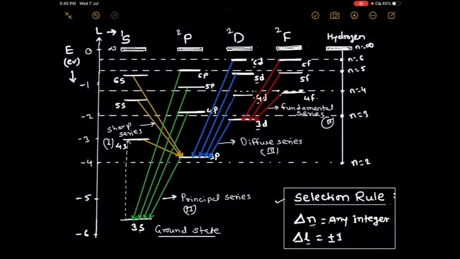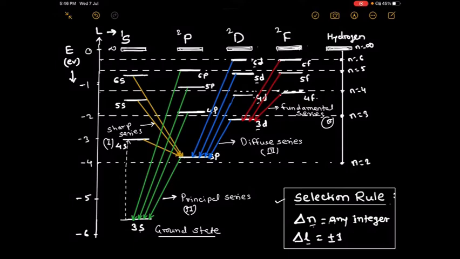Similarly, the diffuse series is shown by blue lines here. All running states are D states, n starts from 3 up to infinity, ending on the common lower limit 3p. That series gives the diffuse series. Similarly, the fundamental series is shown here by the red lines. All running states are F states, starting from n equal to 4, 5, 6 and so on, and ending on the lower limit 3d. The resulting series is the fundamental series.